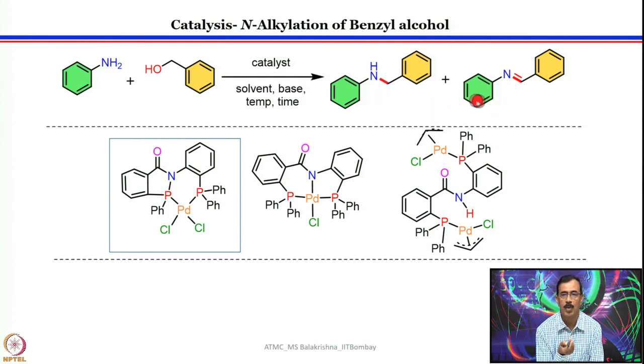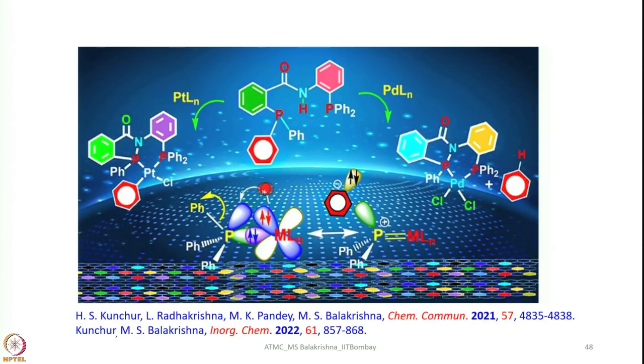Initially both the compounds are formed, and then again this H can go as H2, and then that can also give this one. That means we can control the formation of either this one or this one by changing the reaction conditions. And this is a consolidation I have shown. This is a very interesting result.